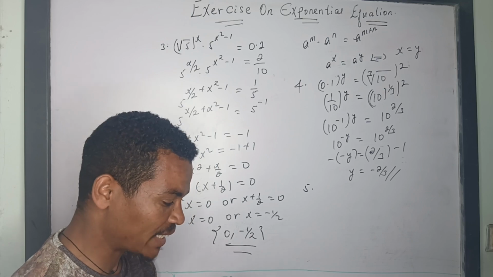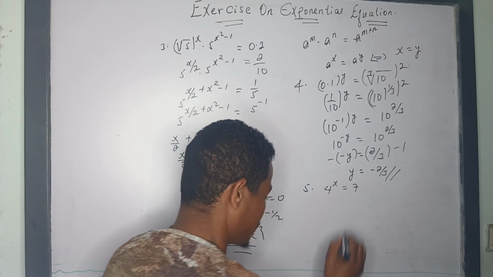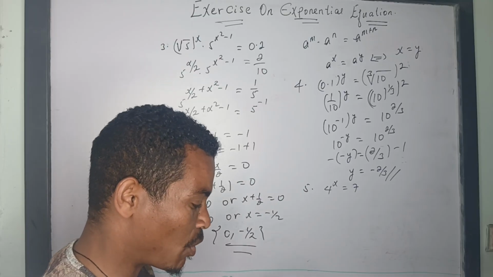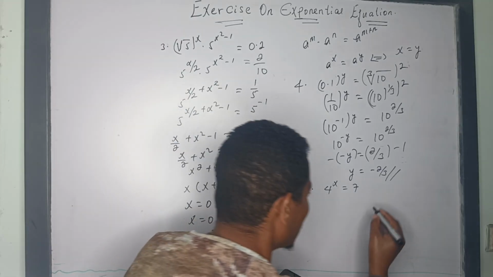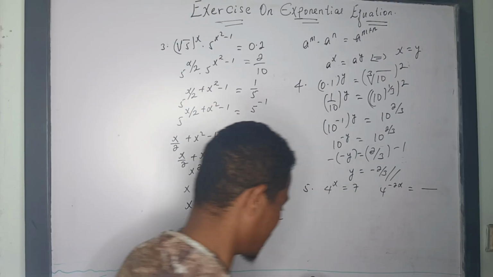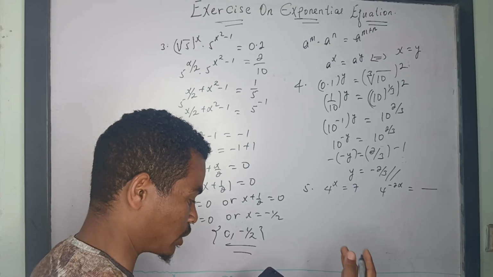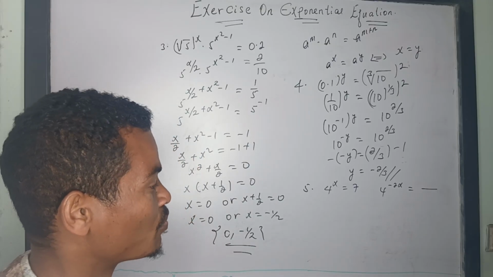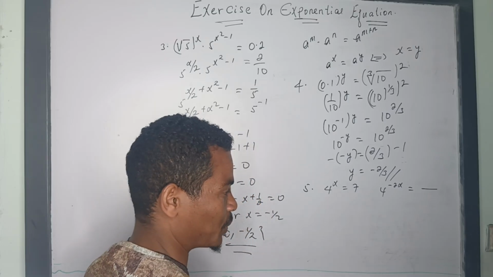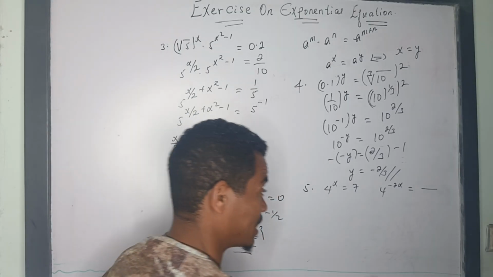So question number 5, if 4 to the power of x is equal to 7, okay, what's the value of 4 to the power of minus 2x? That is, 4 to the power of x is equal to 7. What is the value of 4 to the power of minus 2x?